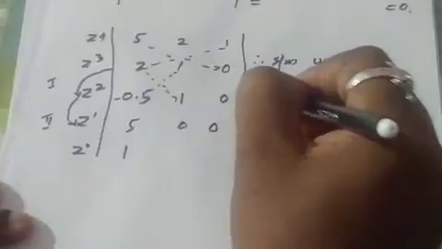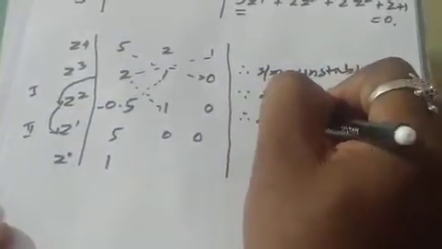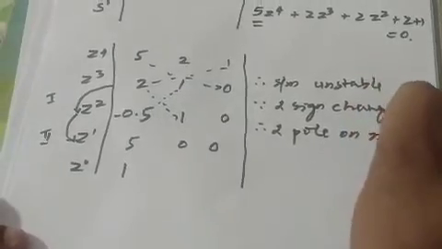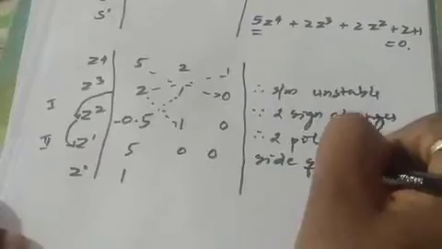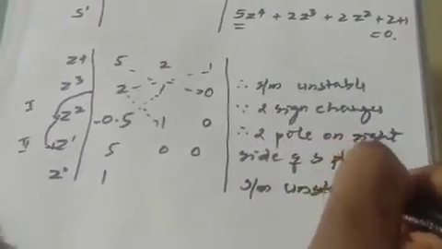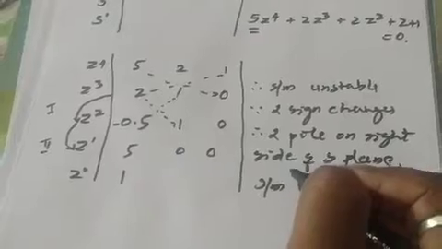So therefore two poles on the right side of the S plane. Therefore your system is unstable. This is the solution when you are following the root array stability method.